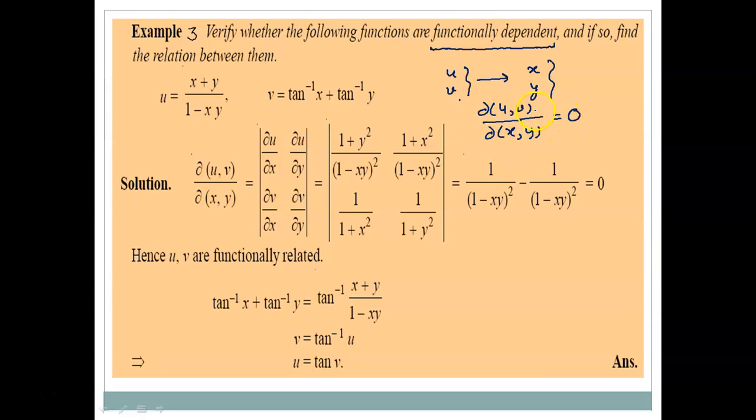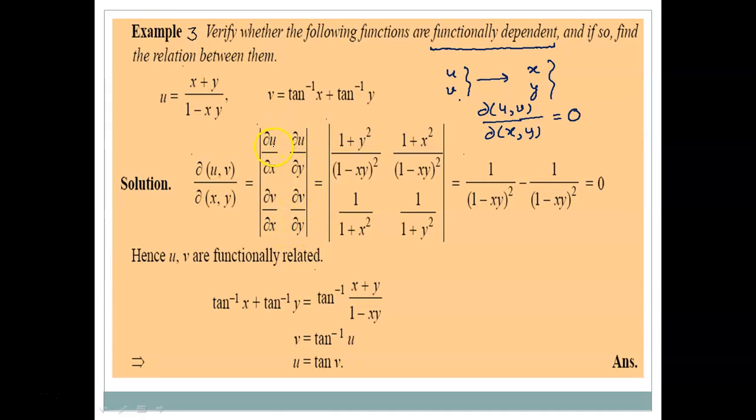and these will be functionally dependent if the value of this comes out to be 0. For the three variables u, v, w, in fact the property has been written for three variables, but it is true for two variables, maybe four variables, five variables. So it is true in general. So for two variables, I can say that u and v will be functionally dependent if this Jacobian comes out to be 0. So let us check. Here del uv divided by del xy is equal to the determinant of del u over del x, del u over del y, del v over del x, del v over del y. This is the definition of the Jacobian.